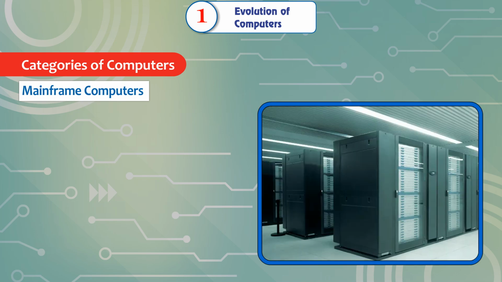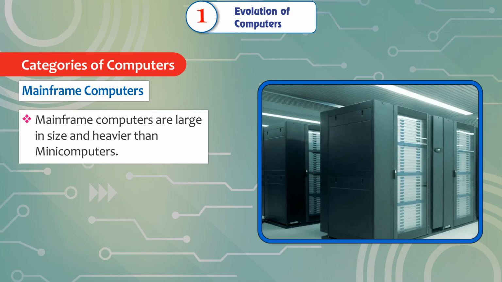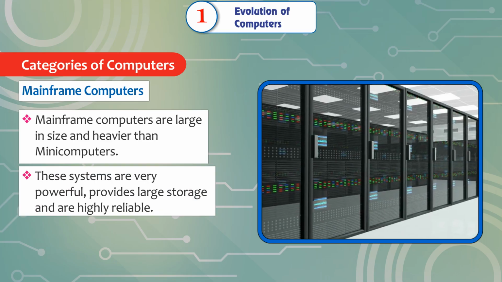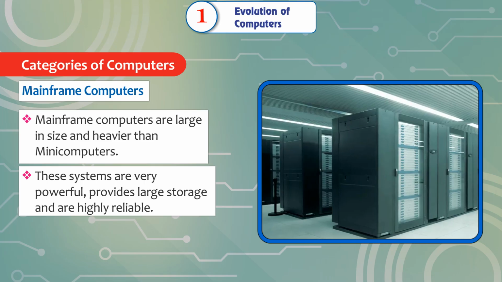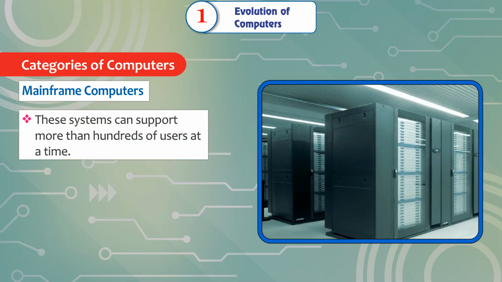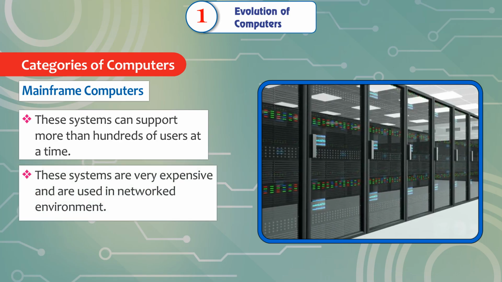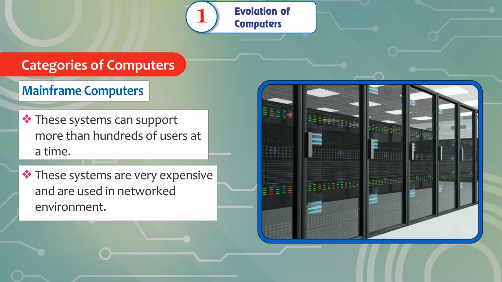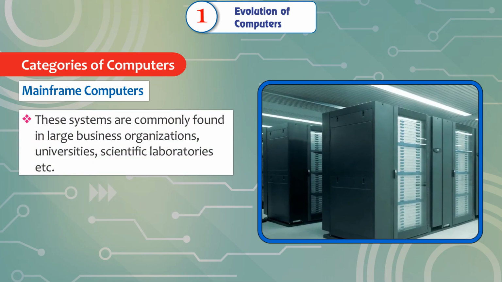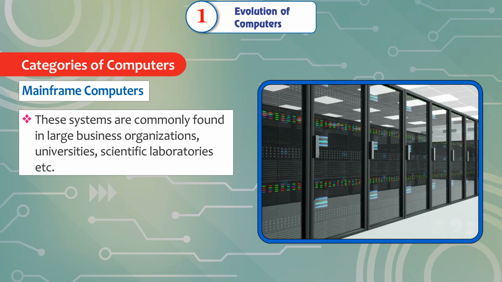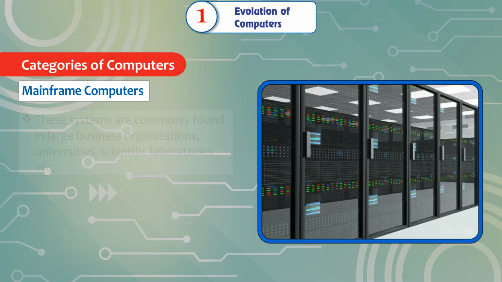Mainframe computers. Mainframe computers are large in size and heavier than mini computers. These systems are very powerful, provide large storage, and are highly reliable. These systems can support more than hundreds of users at a time. These systems are very expensive and are used in networked environment. These systems are commonly found in large business organizations, universities, scientific laboratories, etc.